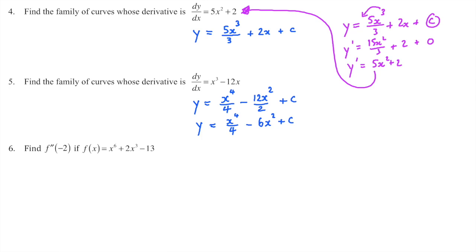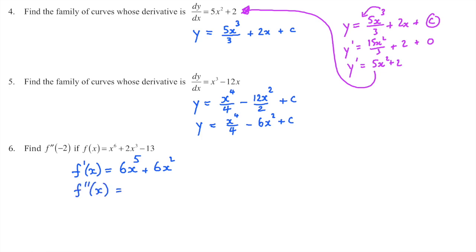So looking at question number 6 now. It says, find f double dash of minus 2. I have to find the second derivative and then plug x equals minus 2 into it. So let's find the first derivative. X to the power of 6 becomes 6x to the power of 5 when I differentiate it. 2x cubed, 3 2s are 6, becomes 6x squared when I differentiate it. 13 doesn't have x's, it drops out.